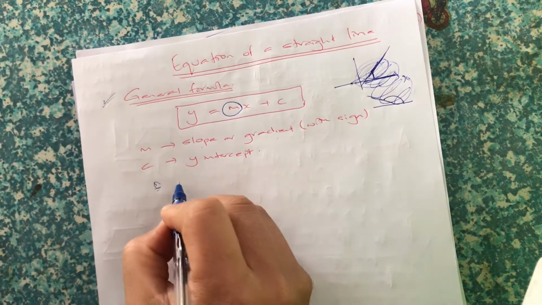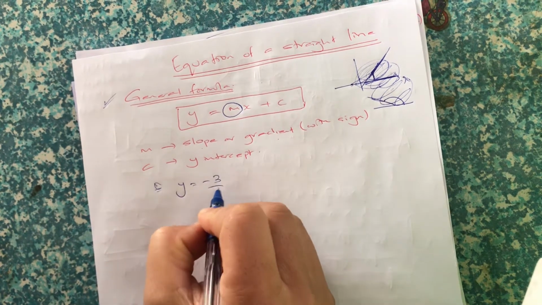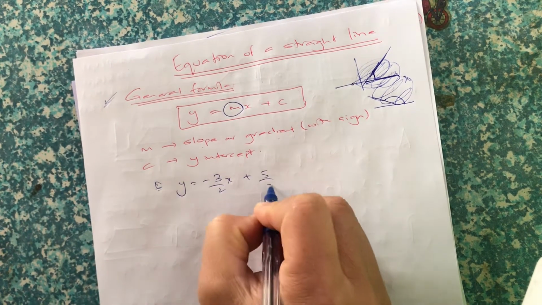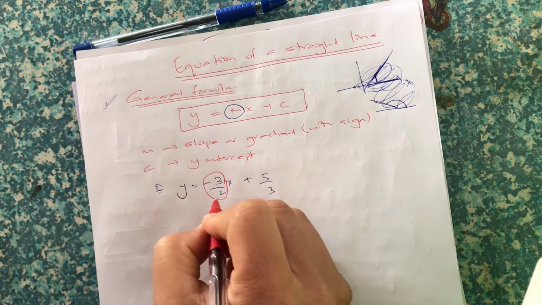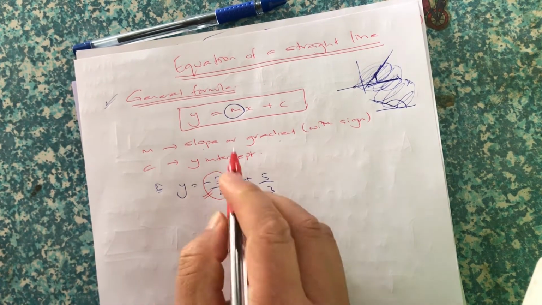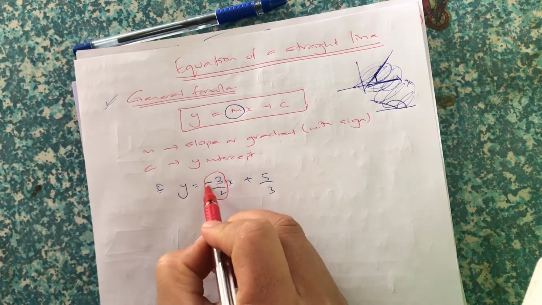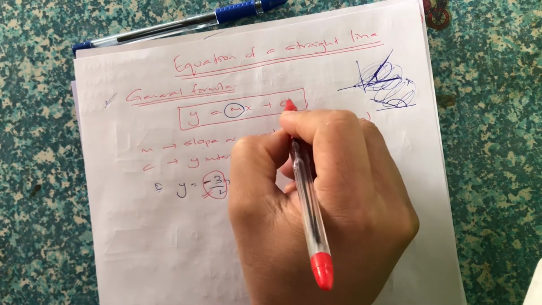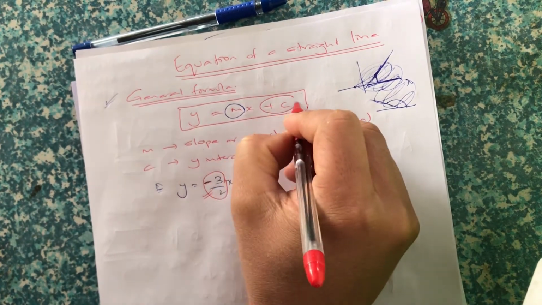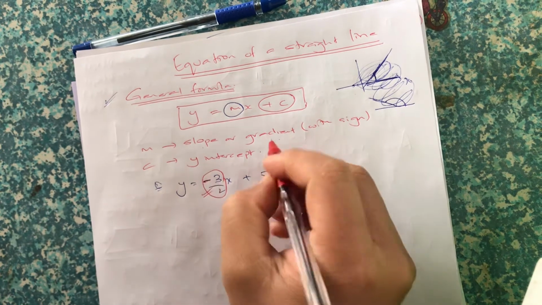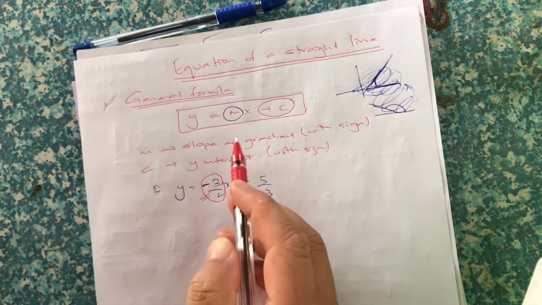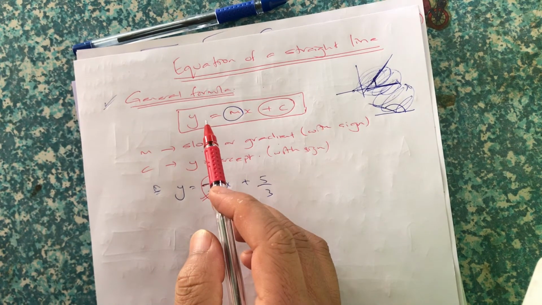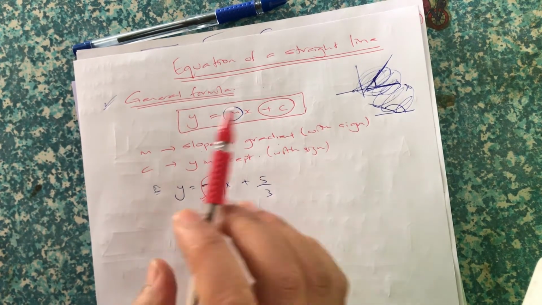Example, if I have y is equal to minus 3 by 2x plus 5 by 3, then along with x, what do we have? Along with x, we have minus 3 by 2. This minus 3 by 2 is called your slope, or your gradient. So we have to consider the sign also. And this c is also along with sign. This is called your y-intercept. So you need to make sure that the sign is also taken into consideration.